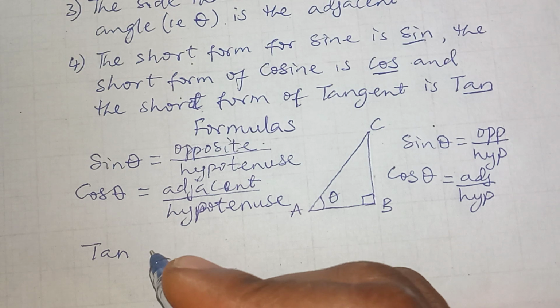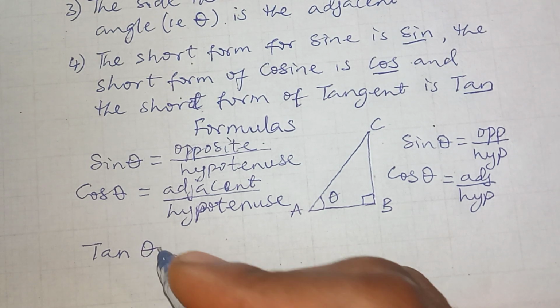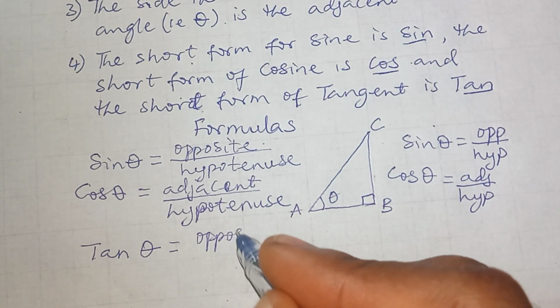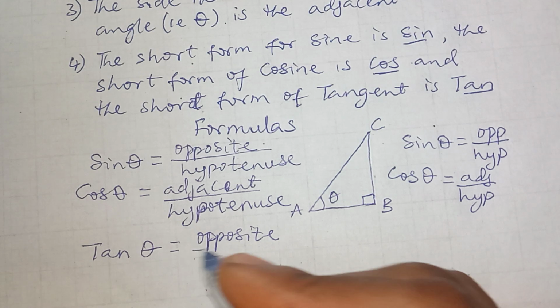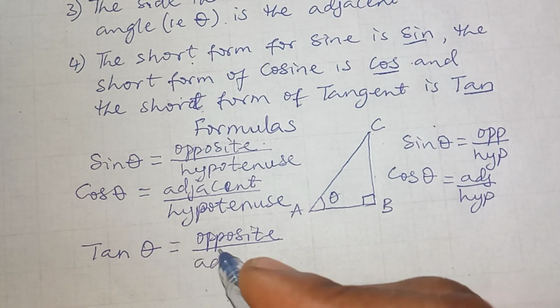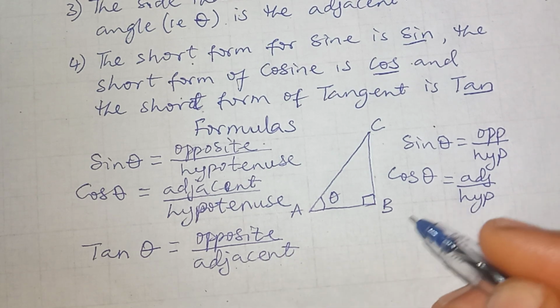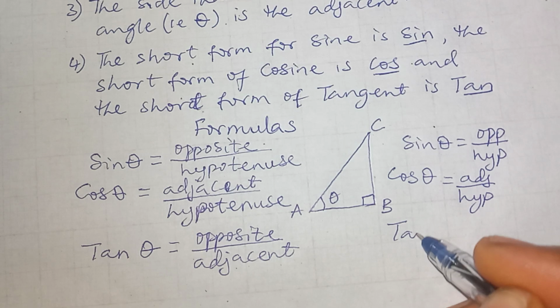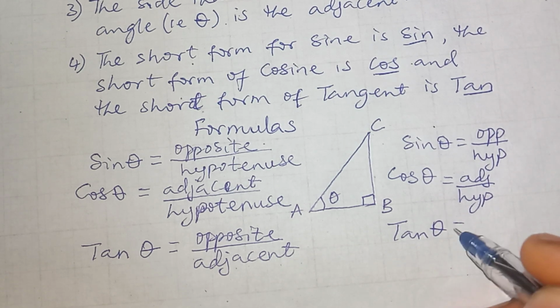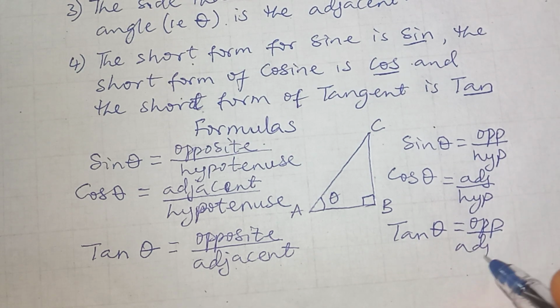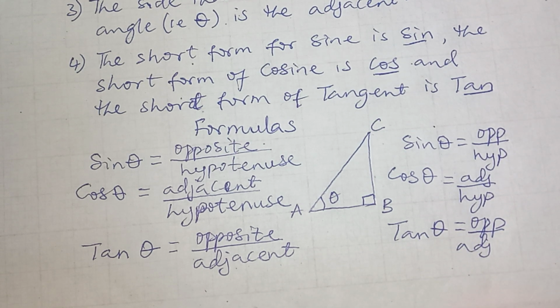And the last one there is the tangent, tan. Tan theta is equal to opposite all over adjacent. So the short form also is tan theta is equal to opposite over what? Adjacent.